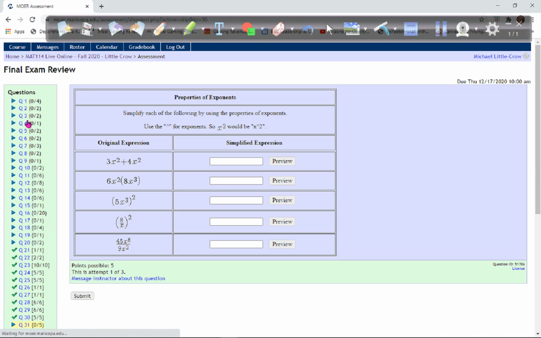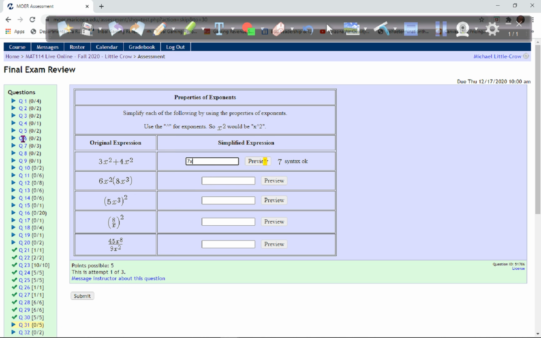Let's take a look at question number 30. And it looks like we're starting to get into some other properties, so properties of exponents. When we have like terms, x squared plus x squared, what we do to simplify is add the coefficients, because they're like terms. So 3 plus 4 is 7. We'll put that one in as 7x squared.